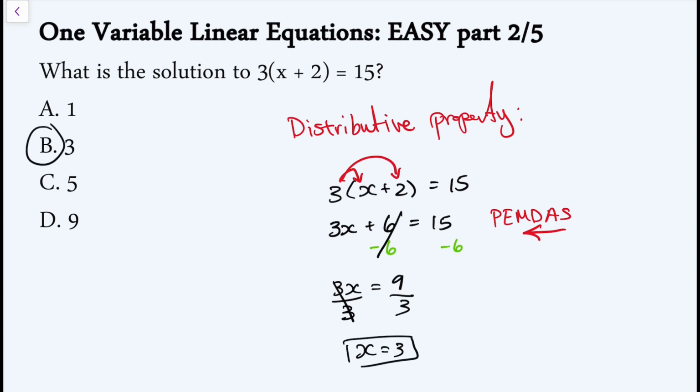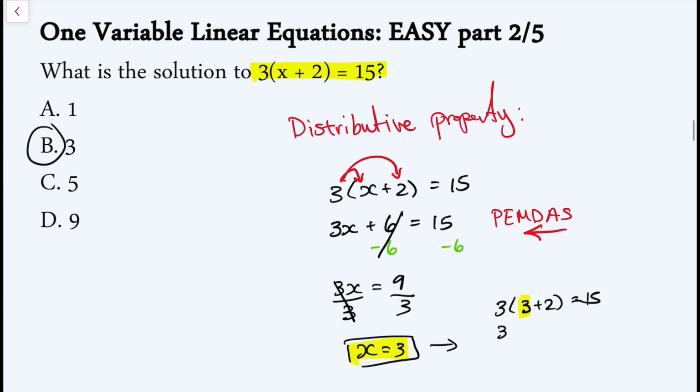Before moving on, let's see how we could double check our work. We just want to plug this into our equation again. We would say 3 times (3 + 2) is equal to 15. This is from the original equation, and we just plugged in x is equal to 3. 3 times 5 is equal to 15, and 15 is equal to 15. So the left-hand side equals the right-hand side. So this is true, and this is correct.